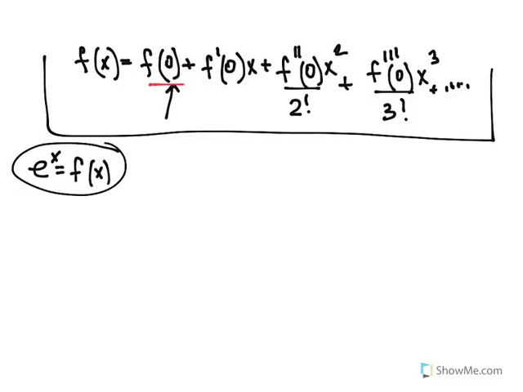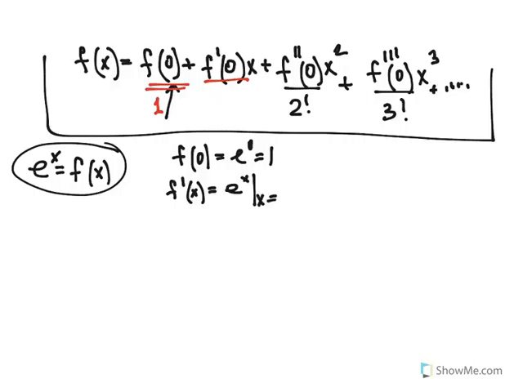So start with f of 0 first. Let's find the first term of this polynomial. f of 0 equals e to the 0, which is 1. So that means the value of this is 1. Now let's find f prime of 0. So f prime of x is the derivative of e to the x, which is e to the x, but at x equals 0, you get e to the 0, which is 1. So the coefficient here is 1.